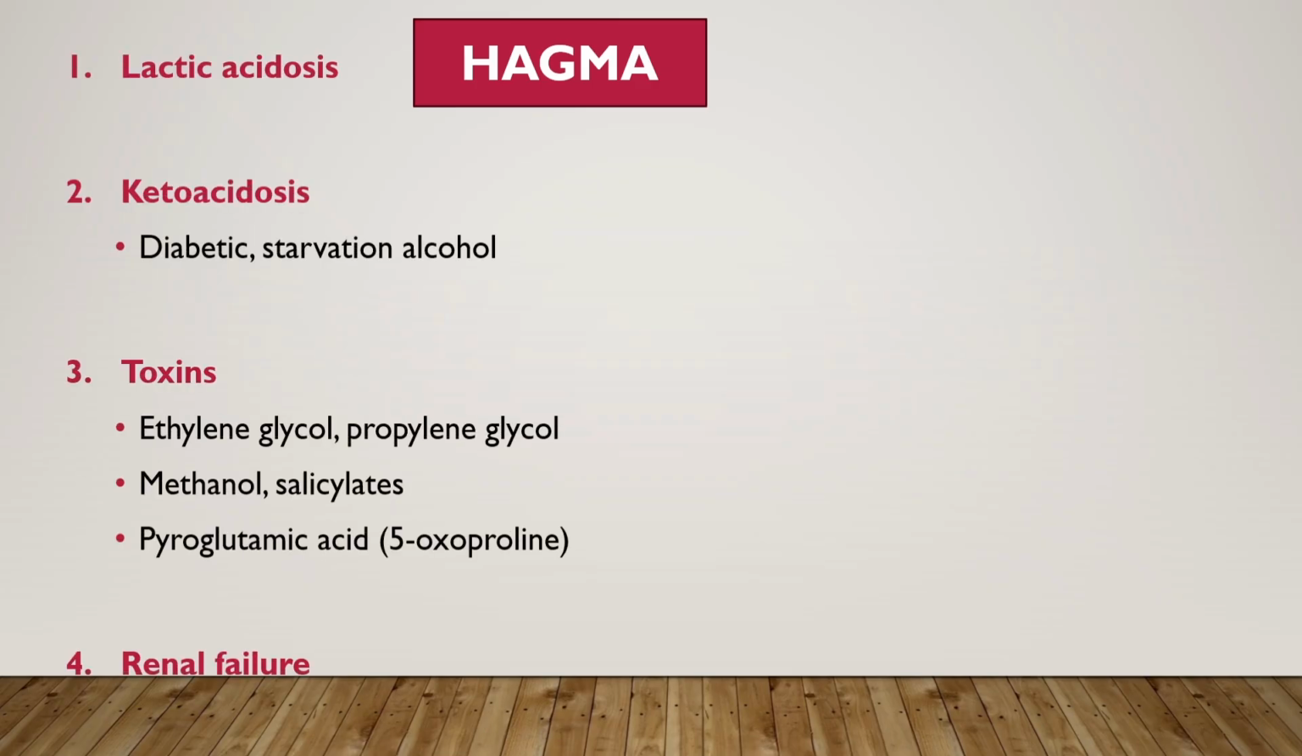What is high anion gap metabolic acidosis, or HAGMA? HAGMA is seen in certain conditions like lactic acidosis, ketoacidosis, that is diabetic ketoacidosis, starvation or alcoholic ketoacidosis. Toxins like ethylene glycol, propylene glycol, methanol or salicylate poisoning, pyroglutamic acid poisoning, and also certain renal failures.